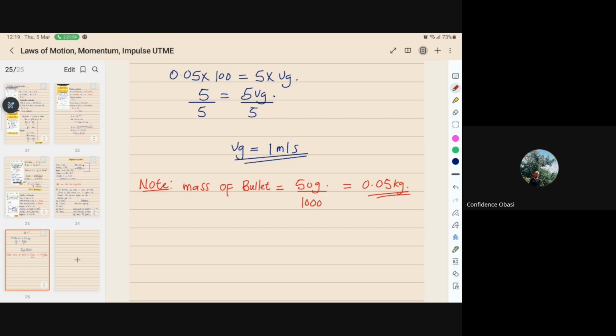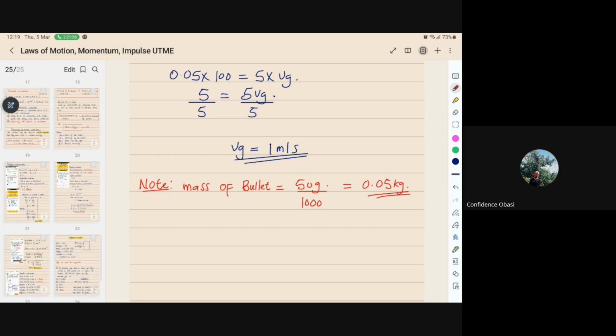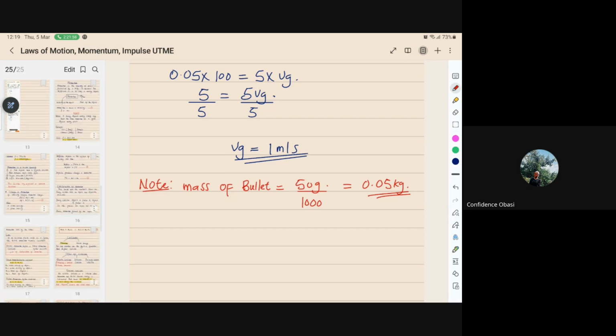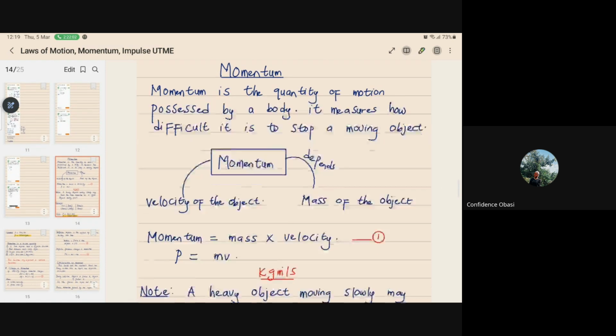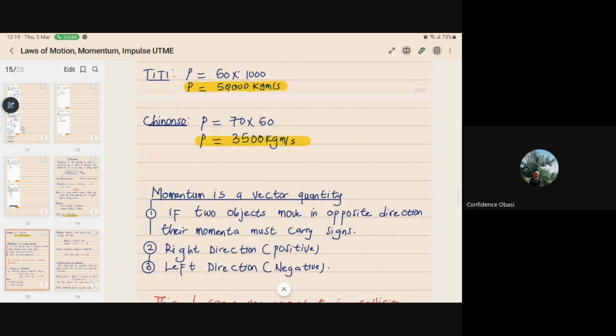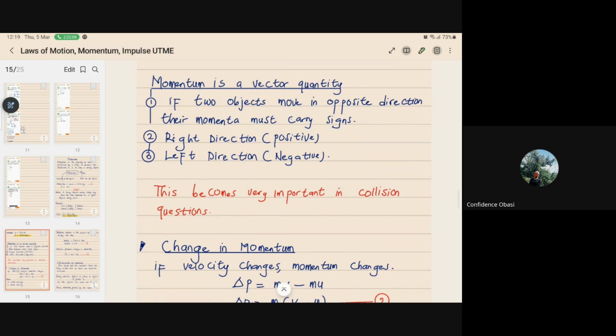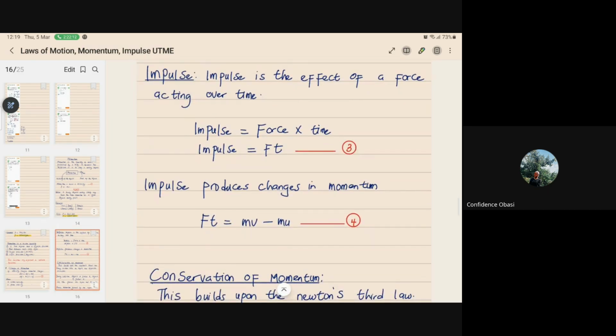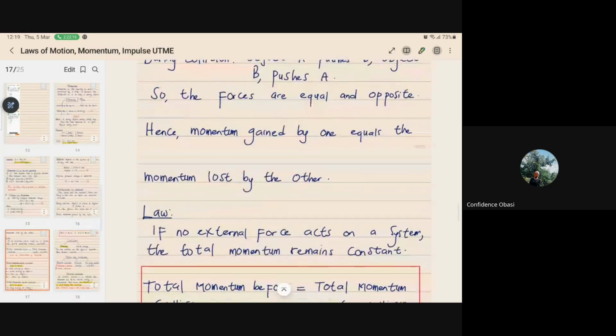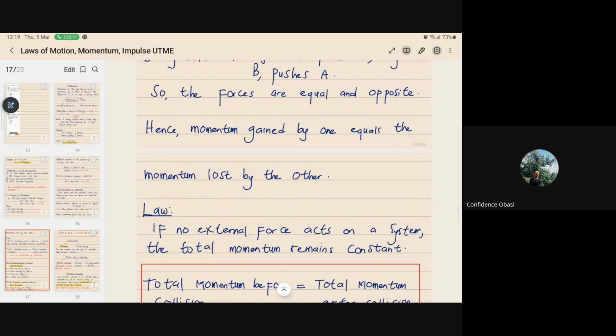So that's it for today's class. I wish you all the best. Always remember, just a little recap. We started with momentum, gave some introduction on momentum and the key things about it. I gave you that it's a vector quantity, so you have to take note of the direction and the signs when solving momentum problems. I went ahead to introduce impulse. We looked at conservation of momentum and everything you need to know about it.